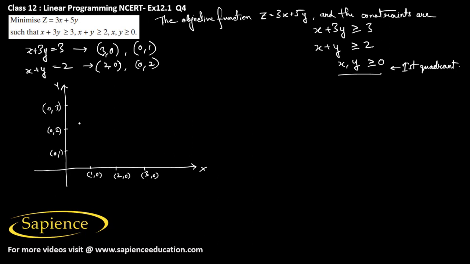So this straight line passes through the point 3, 0 and 0, 1. So it will be somewhat like this. Equation of this line would be x plus 3y equal to 3. And this straight line passes through 2, 0 and 0, 2. So it would be somewhat like this. The equation of this straight line is x plus y equal to 2.